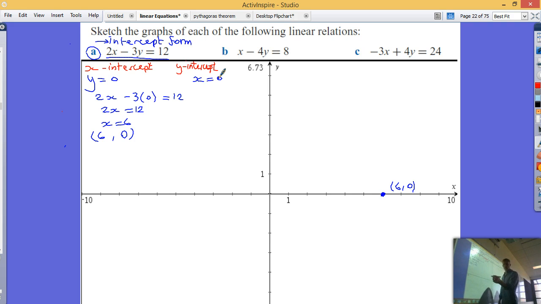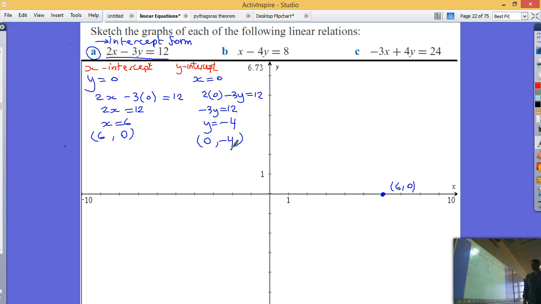So let's substitute that into our equation. 2 times 0 minus 3y is equal to 12. So that means negative 3y is equal to 12. And divide by negative 3, and I get 12 divided by negative 3 is negative 4. So from that working out, my coordinate is going to be, when x is 0, y is negative 4.